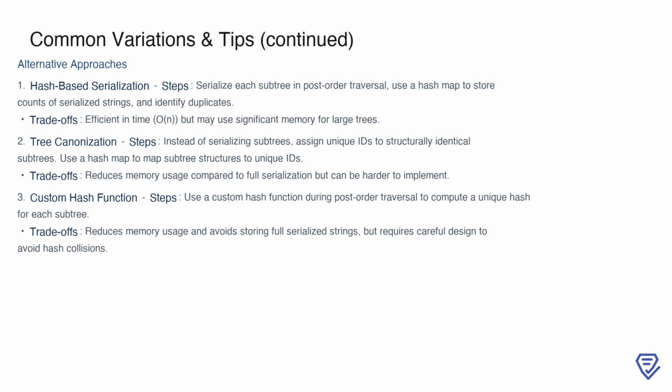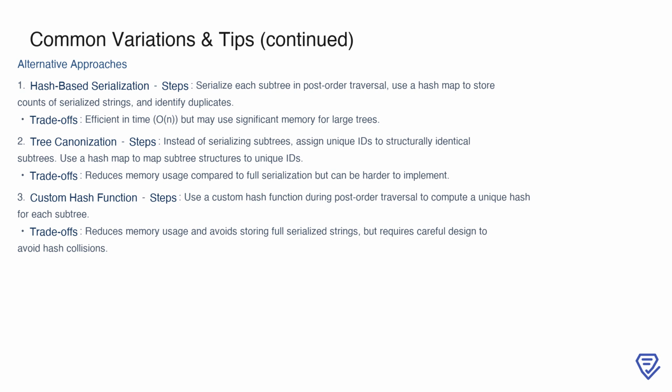Another approach is tree canonization. Instead of serializing subtrees, you assign unique IDs to structurally identical subtrees and map these IDs in a hash map. This method reduces memory usage compared to serialization but can be more challenging to implement.